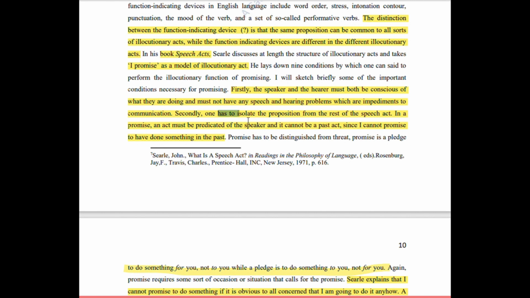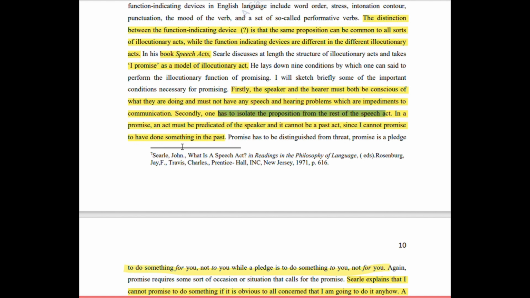Secondly, one has to isolate the proposition from the rest of the speech act. So, if you have to understand the speech act, then you have to differentiate, or isolate, the proposition so that you can understand the speech act.